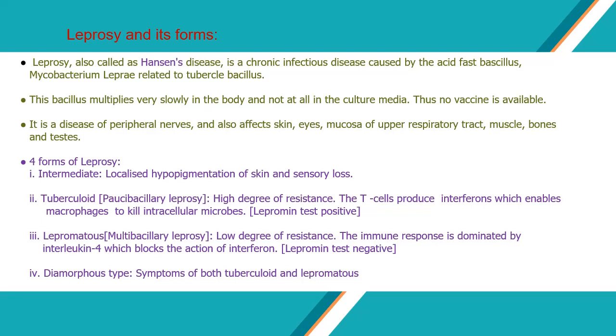The lepromatous form, which is the third form, is also called multibacillary leprosy. It has a low degree of resistance, meaning the immune response is not that strong at this stage as compared to the tuberculoid form. It is dominated by interleukin 4, a substance which blocks the action of interferon. So even though the person is infected with the microorganism, it will show lepromin test negative because the bacilli are all dwelling within the macrophages. And the fourth form is the dimorphous type, which shows symptoms of both tuberculoid as well as lepromatous, both lepromin test positive as well as negative.